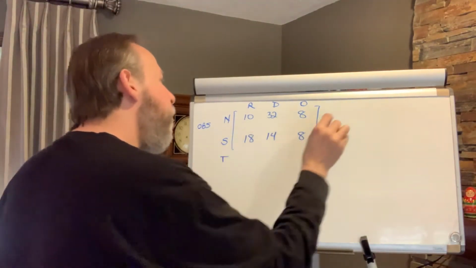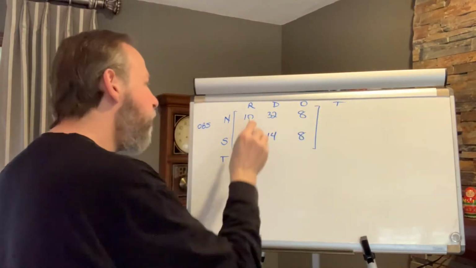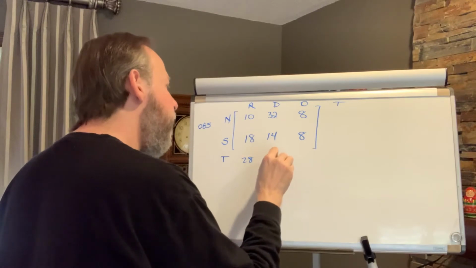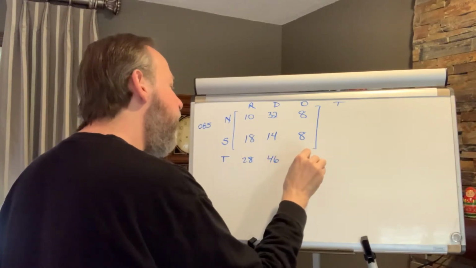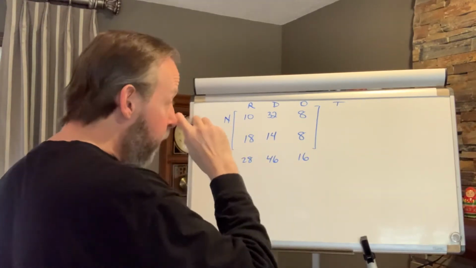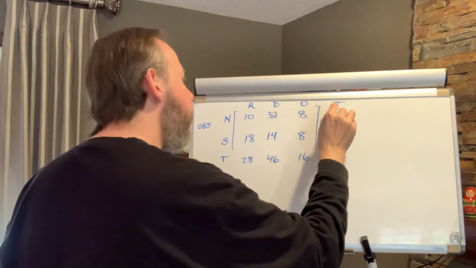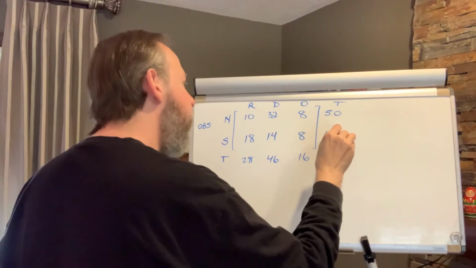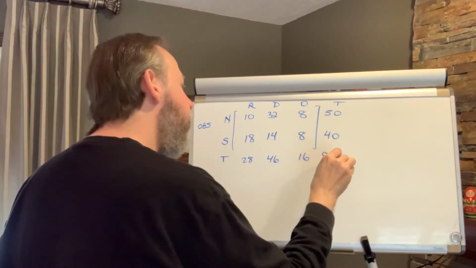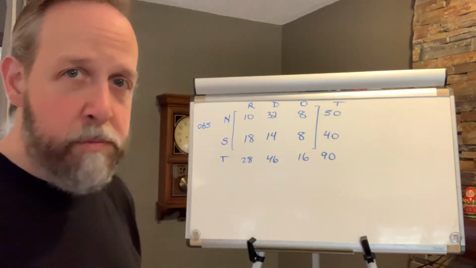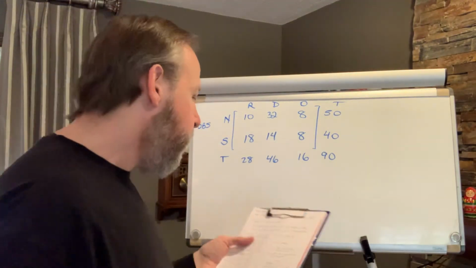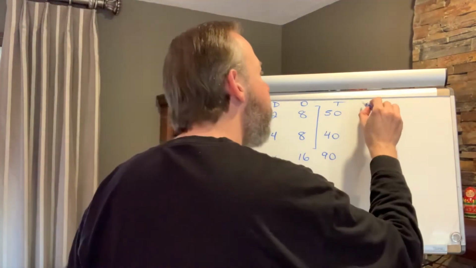I always want to find the totals, so I had a total of 28 Republicans, I had a total of 46 Democrats, and 16 that were other. For the North, I counted a total of 50 people, and in the South, I counted a total of 40 people, for a total of 90 in my survey. So far, so good. Okay, while we're here, let's just state our null.